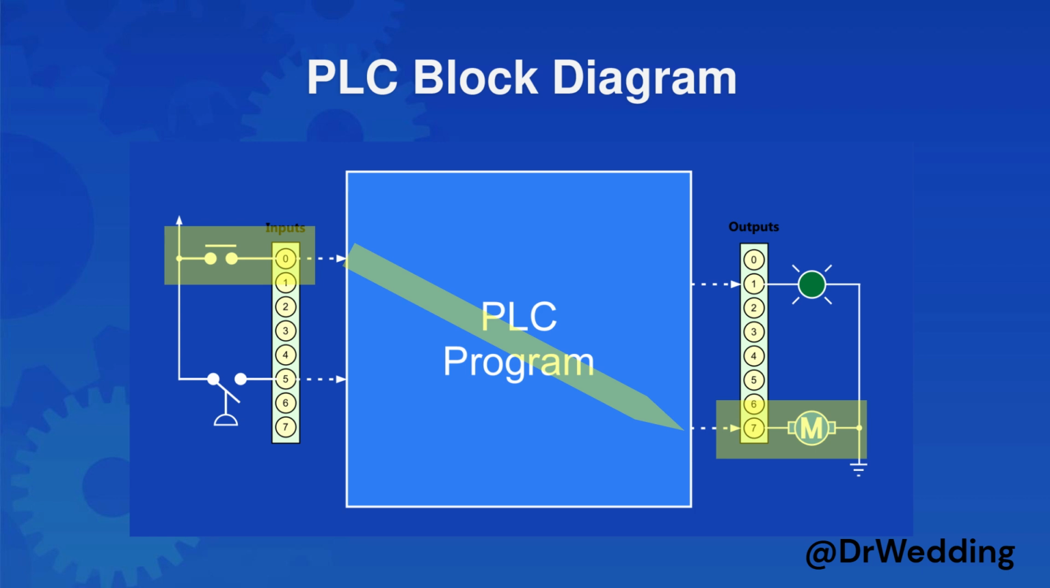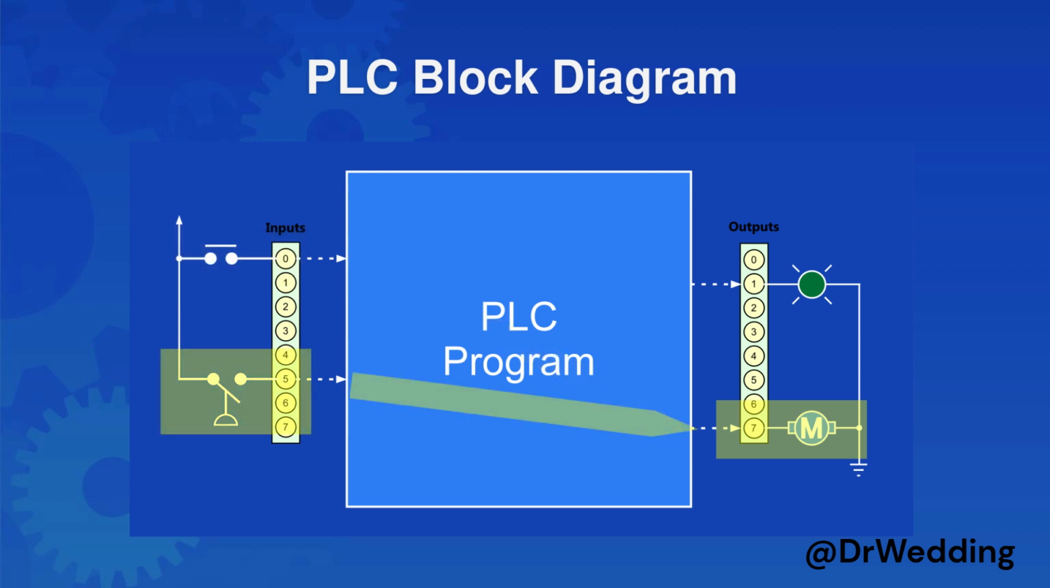Because the PLC program is monitoring the switch states, you can make a change without rewiring the system. If you later decide that the motor needs to be controlled by a pressure switch on port 5, you can simply change the port number the PLC program is monitoring.